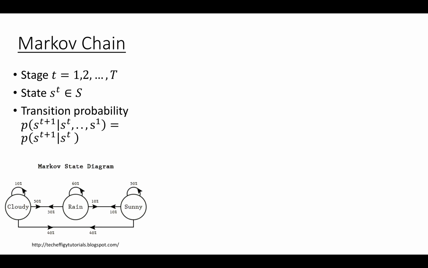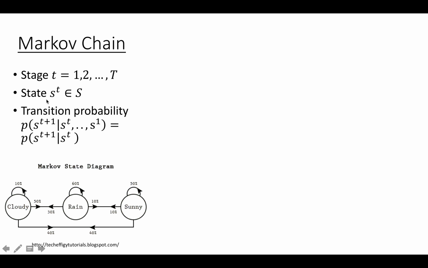So first, I start with the Markov chain. A Markov chain has three parts: the stage, states, and transition probability. If you take an example of the weather transition, the stage will be day 1, day 2, to some day t. And we will consider this t to be either finite or infinite.